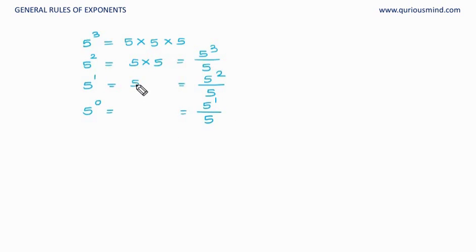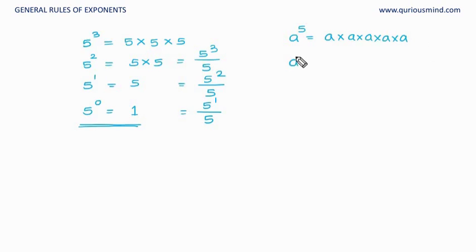What is 5 raised to 1? It is 5. And so it will be 5 upon 5. And what is 5 upon 5? It is 1. So 5 raised to 0 is equal to 1. Let's see if it is true for others also. Let's take a raised to 5. A raised to 5 is a multiplied with itself 5 times. 1, 2, 3, 4, 5.